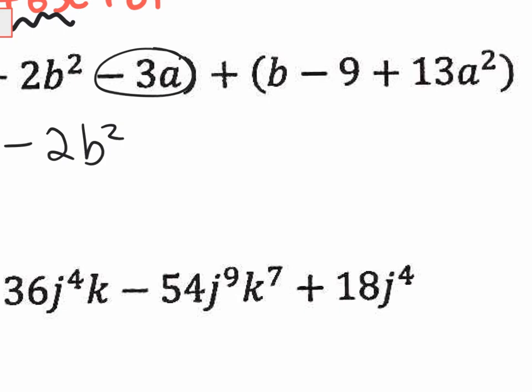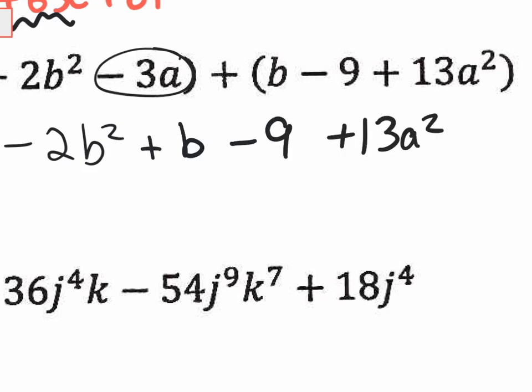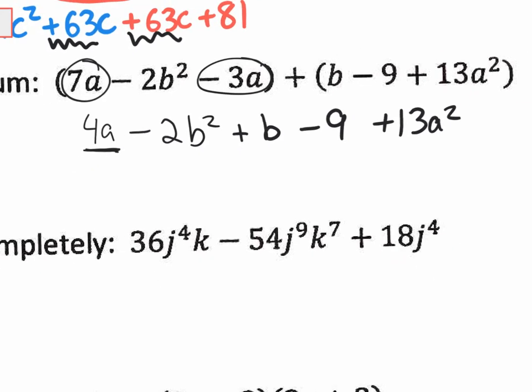Okay. So let me just rewrite everything. Let me put the plus b minus 9 plus 13a squared. So I have this ginormous expression without parentheses now. By the way, this plus sign doesn't change any of these terms. That's why I could just rewrite it without parentheses. The b's right there, the minus 9's right there, the 13a squared's right there. And now we need to combine like terms. Let's start with the highest exponent, and let's start with the first term alphabetically, which would be a squared.